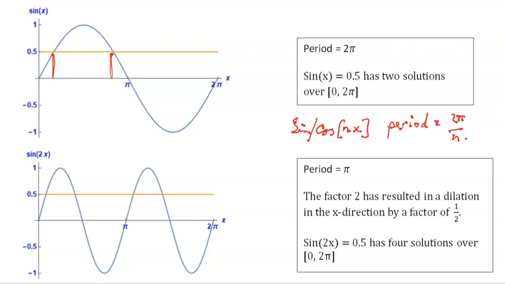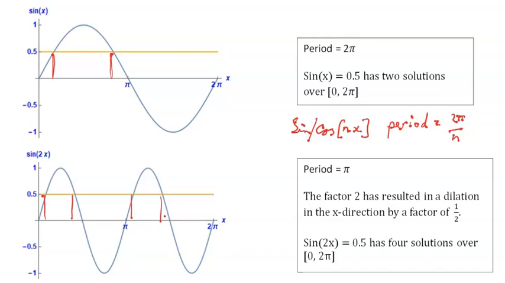So what the factor of 2 has done here is double the number of solutions. We've now got 4 solutions, 1, 2, 3, 4, when solving over the same 2 pi interval. The factor of 2 has dilated the sine x graph by a factor of a half in the x direction. It's shortened it so that its period is now half of what it was before. As a result, it now has 2 cycles within the same 2 pi, resulting in 4 solutions.